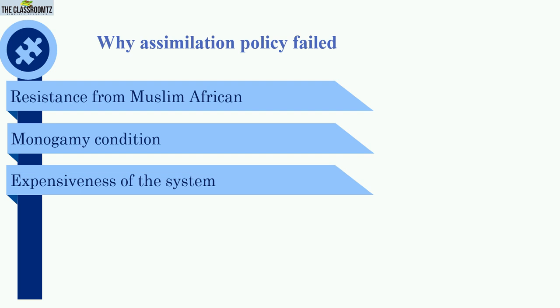Expensiveness of the system. The system was expensive because after converting, these Africans were supposed to receive the same services as whites. Education, quality education, housing, and some of them even got scholarships. They went to study and live abroad in France. So it was expensive to accommodate or treat these Africans who shifted from the African to the French system or French culture.